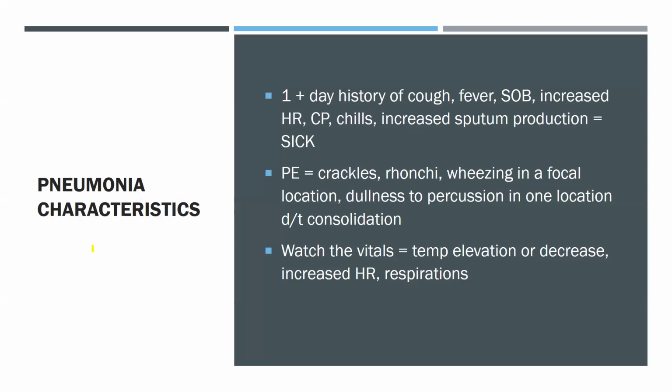All right, pneumonia characteristics. So they can have a day to 10 days of cough, fever, shortness of breath, increased heart rate, chest pain, chills, increased sputum production. They're sick, right? Physical exam is going to reveal some signs of crackles, maybe some consolidation suggestive of bronchi. They may have focal wheezing, and there could be dullness to percussion in certain locations secondary to consolidation. So as you do your thumping on the chest, if the sound changes in one area of the chest, that is suggestive of consolidation. You want to watch their vital signs because that's really going to show you the true story, with elevated temperature, and decreased temperature as well. So sometimes older people will present with a low temperature rather than a high temperature. They can also have increased heart rate and increased respirations.